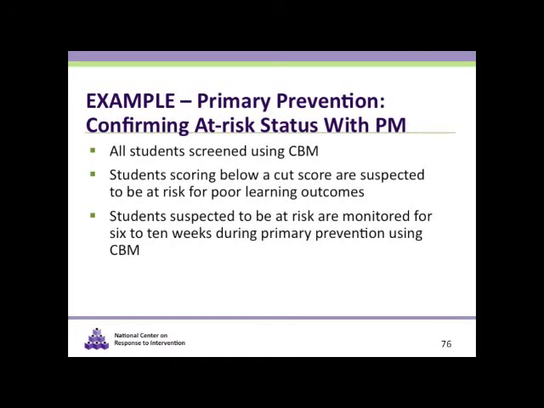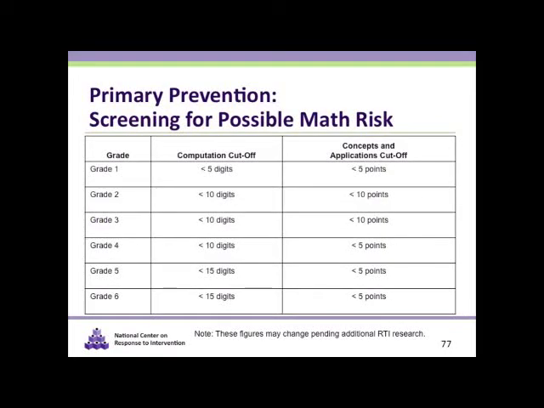In this sample model, students are screened or tested once in the fall using CBM. Students scoring below or just above a cut score are suspected to be at risk. For these students suspected to be at risk, response to general education is monitored using CBM for 6 to 10 weeks. This sample chart shows the cutoff points for math screening in which students are considered to be at risk for math failure. Remember, the cut points you select will depend on which tool you have selected, as well as other factors such as additional analysis conducted for your specific population.